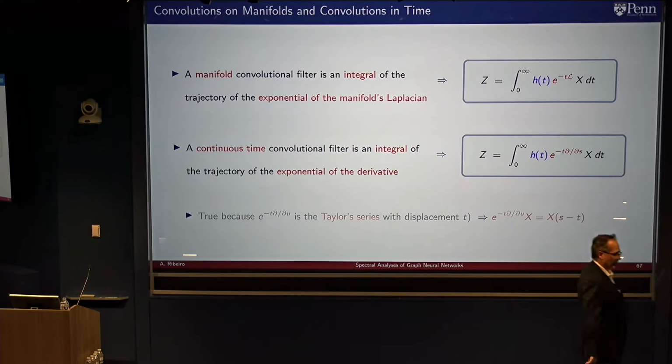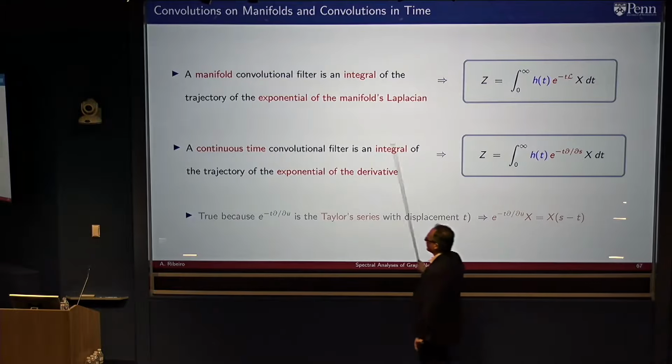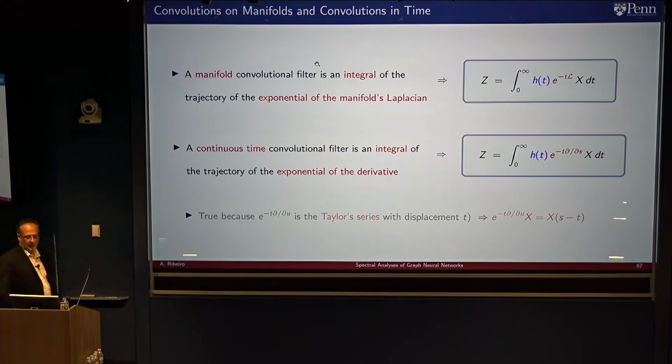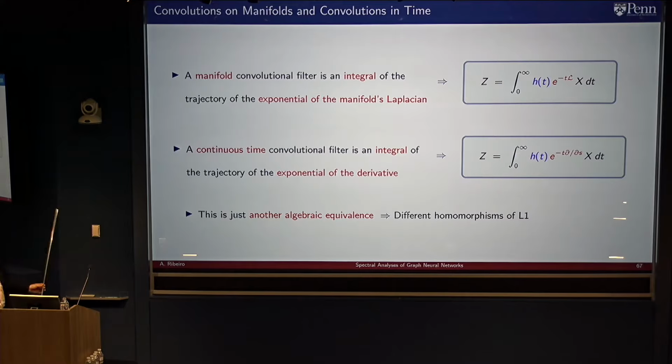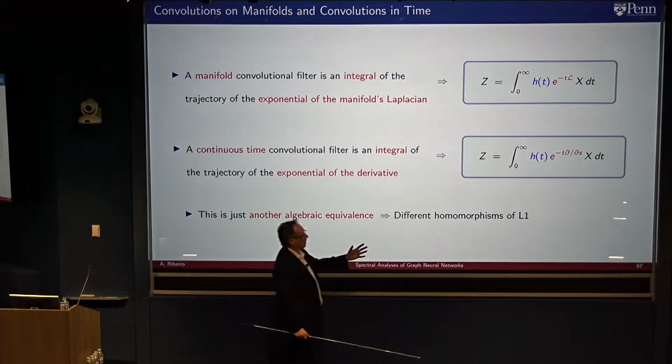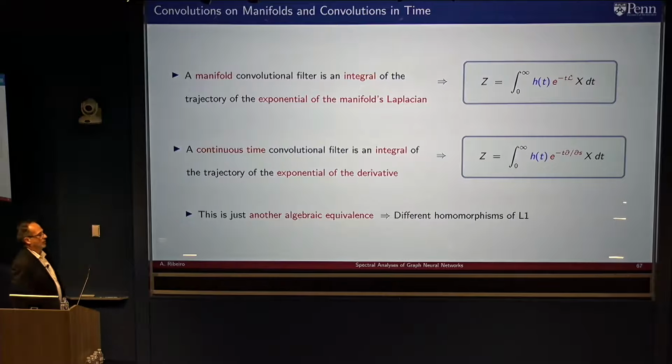But actually, I'm not really changing the game, because let me remind you of what a continuous time convolutional filter is. It is the integral of h of t, x of s minus t. But x of s minus t, I can write as this exponential. So a continuous time convolutional filter is an integral of the trajectory of the exponential of the derivative, in the same way in which a manifold convolutional filter is an integral of the trajectory of the exponential of the manifold's Laplacian. And why is that? Well, because these two things are algebraically equivalent. They are actually different homomorphisms of L1. This one is L1 exactly. The other one is L1 with a different homomorphism.